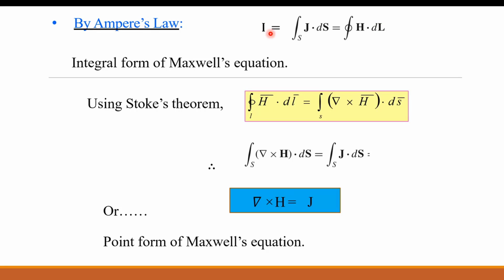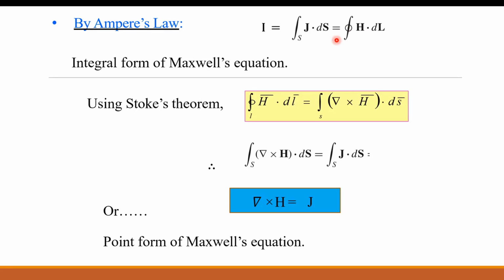So this equation, closed integral of H bar dot dl bar equals I, is the integral form of Maxwell's second equation derived from Ampere's law. Now what is next? We have to reduce it to the point form, right? So we again apply the Stokes theorem.